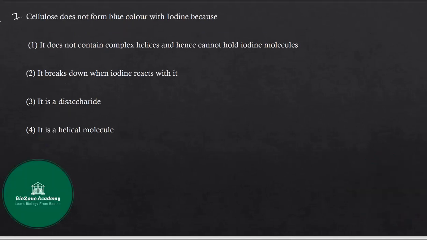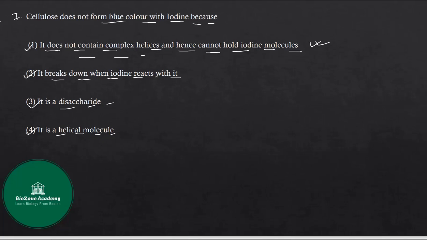Next, cellulose does not form blue color with iodine because the options are: 1. It does not contain complex helices and hence cannot hold the iodine molecule. 2. It breaks down when iodine reacts with it. 3. It is a disaccharide molecule. 4. It is a helical molecule. The correct option is option number 1: it does not contain complex helices and hence cannot hold the iodine molecule.